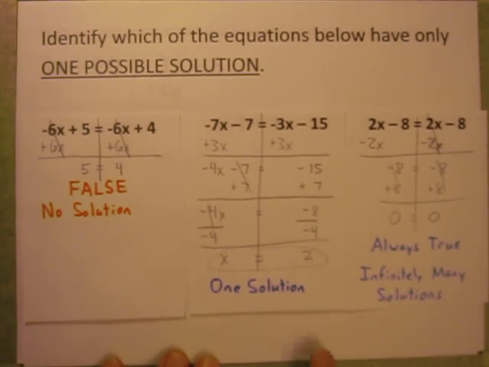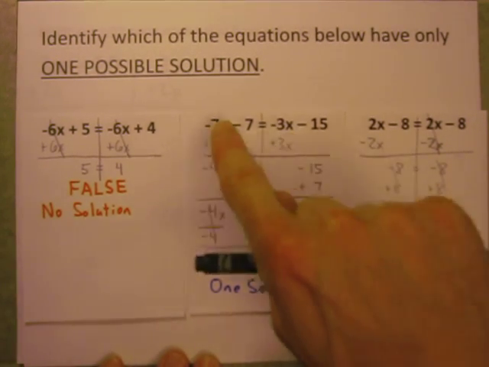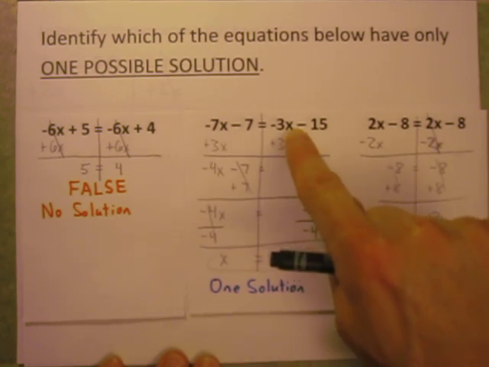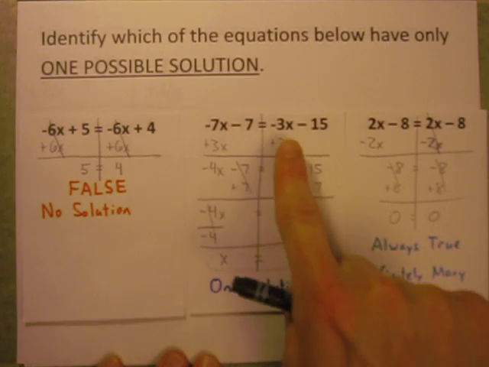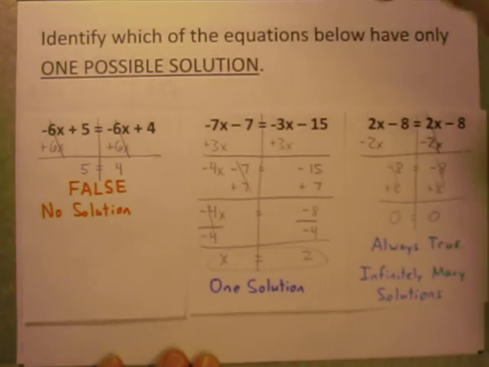But for our purposes in this video, when the x terms are different on either side of the equation, you will end up with one solution. The only number that works for x to make this a true statement is x equals 2.